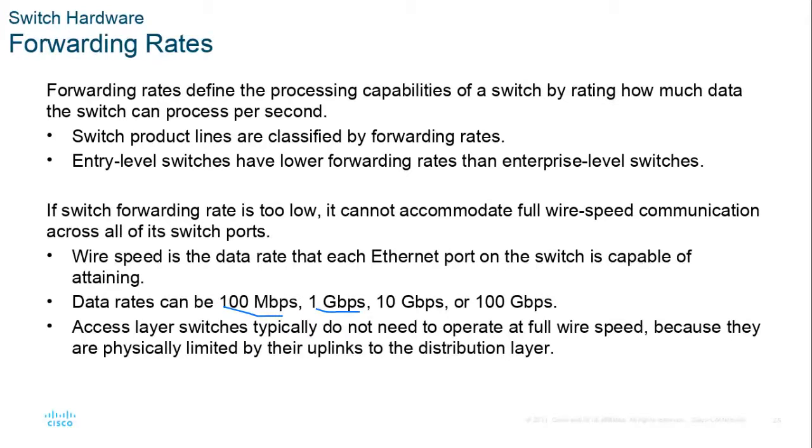Now, access layer switches typically don't have to be full wire speed, because what are the chances of everybody downloading something at very high speed at the same time? Well, maybe if Microsoft Windows 10 has a new service pack update being downloaded, they might need to operate at pretty full speed, but users normally don't generate that much traffic.